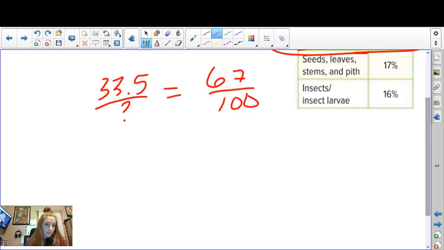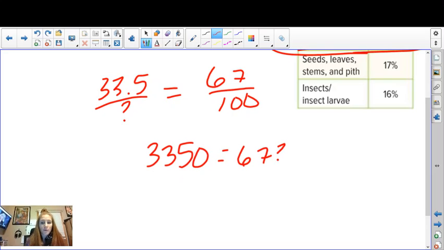So I get 3,350 is equal to 67 times my question mark, because I cross multiplied. Divide both sides by 67, and I see that they eat about 50 pounds per day.